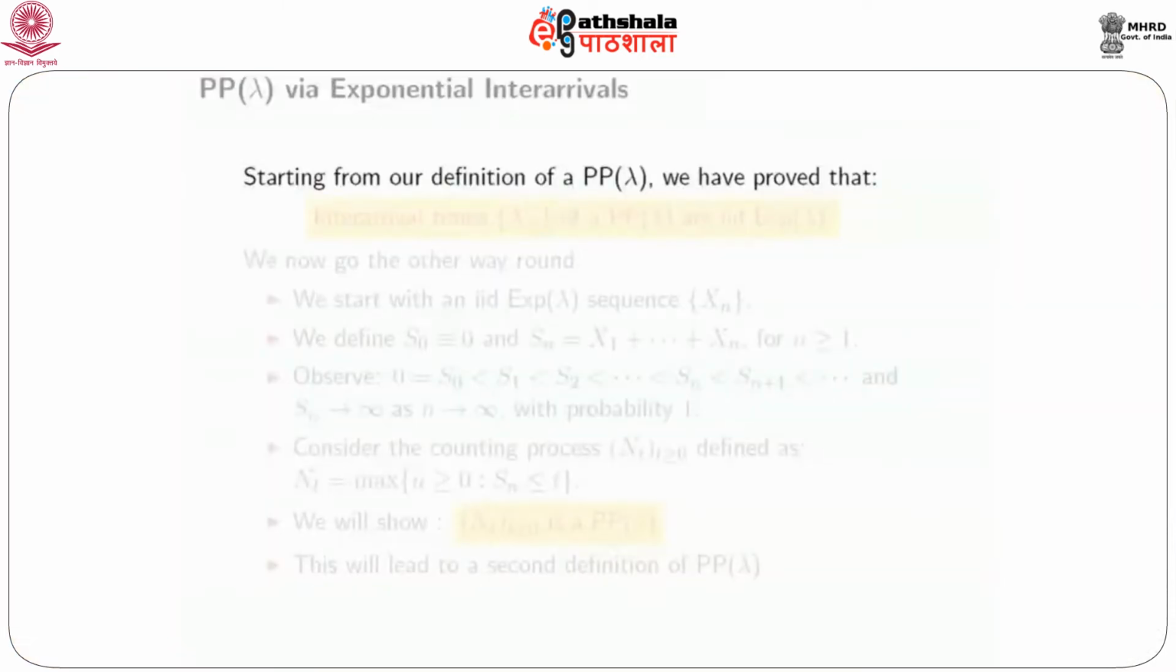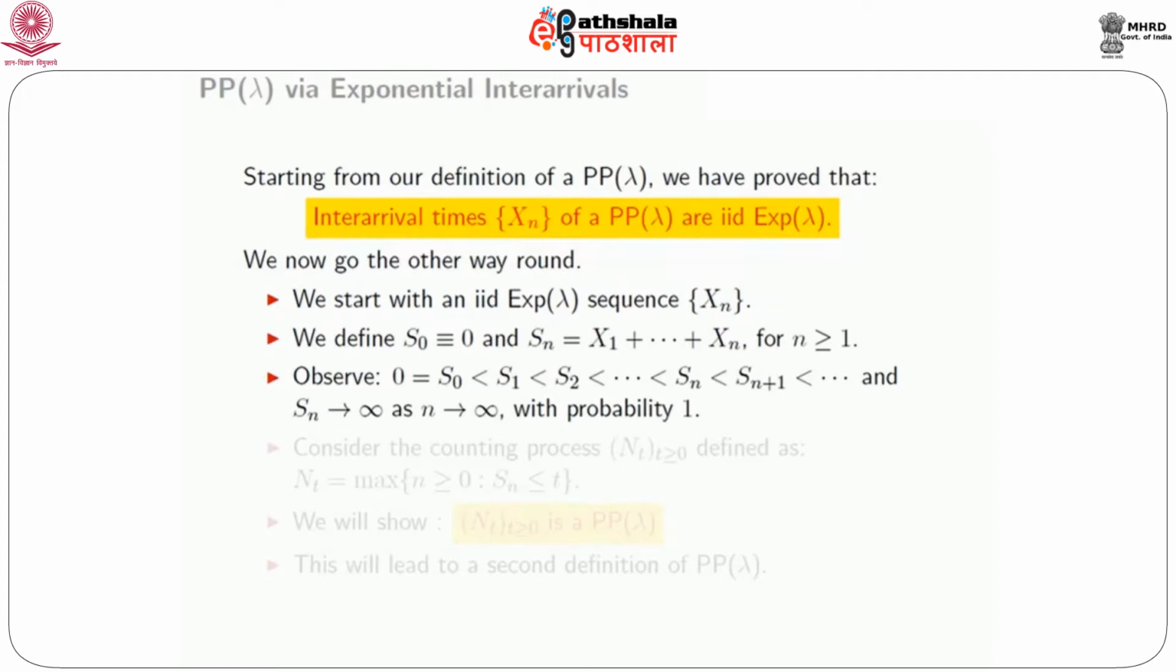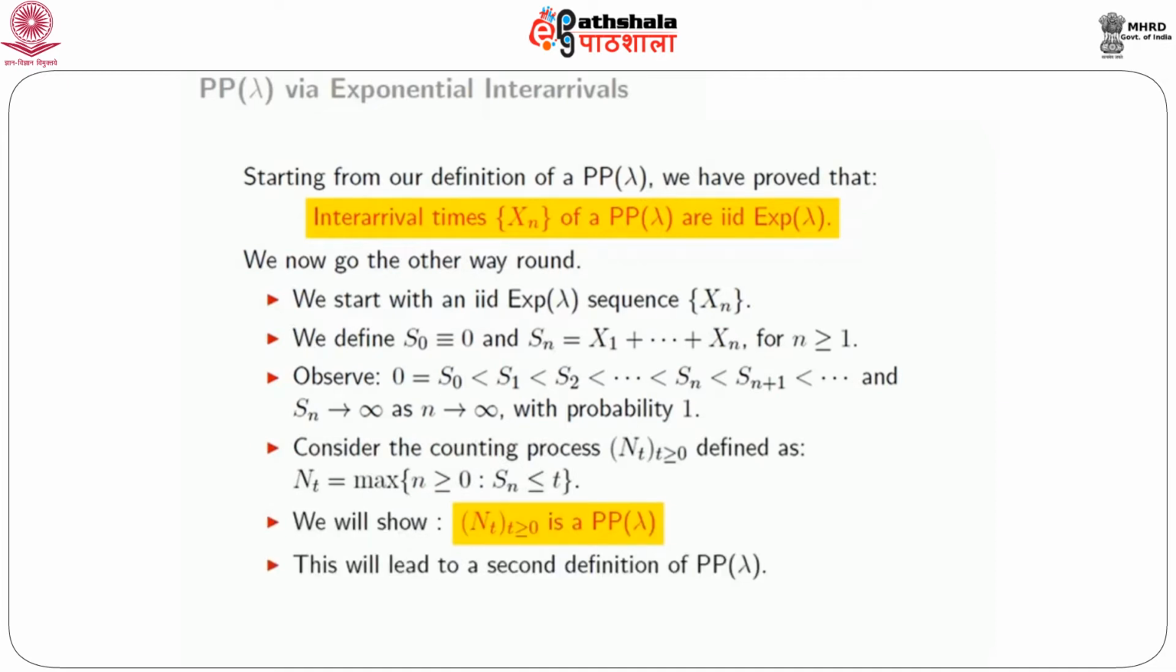Remember that starting from our original definition of Poisson process with rate lambda, which we agreed to abbreviate as PP lambda, we had proved something. Remember the sequence of interarrival times? That sequence of interarrival times for a Poisson process with rate lambda was shown to be a sequence of IID random variables with common distribution exponential lambda. So this we proved starting from our definition.